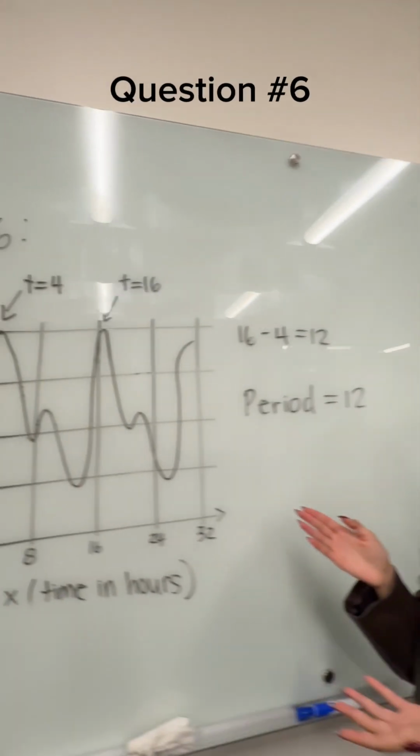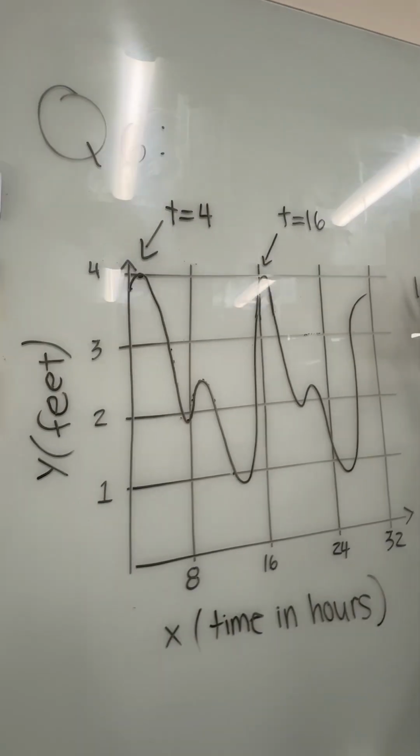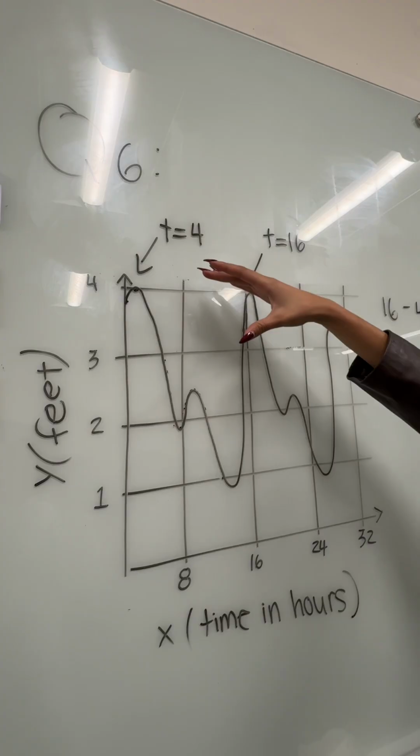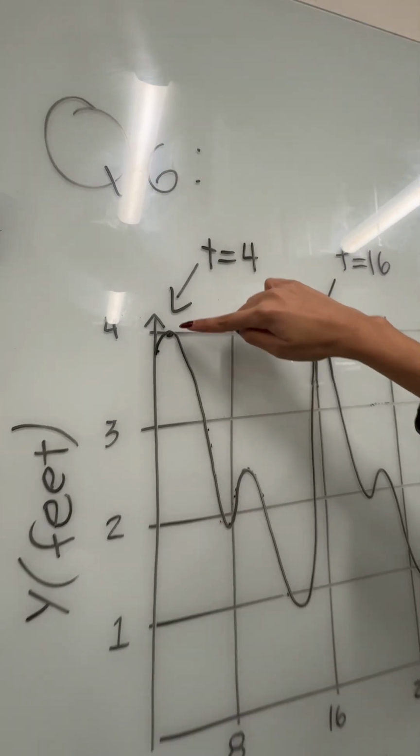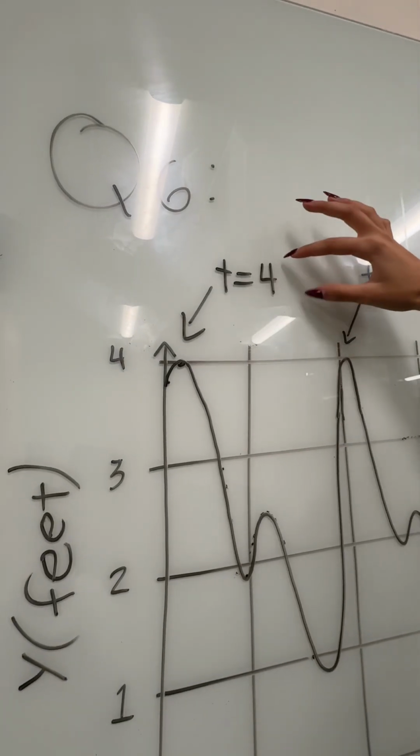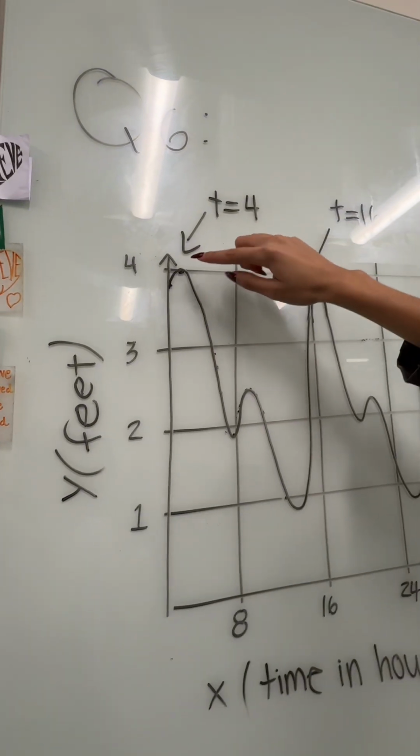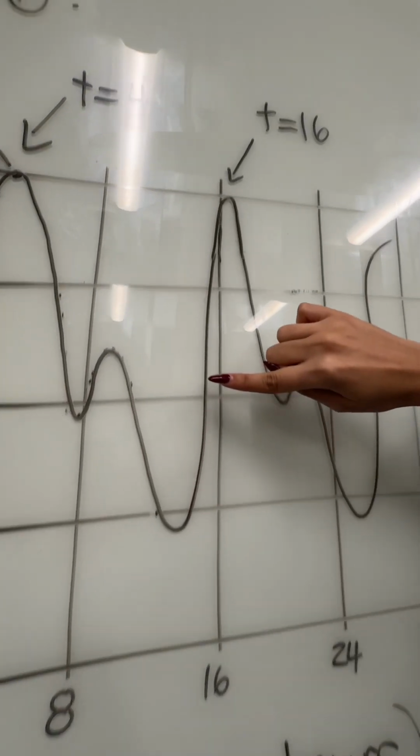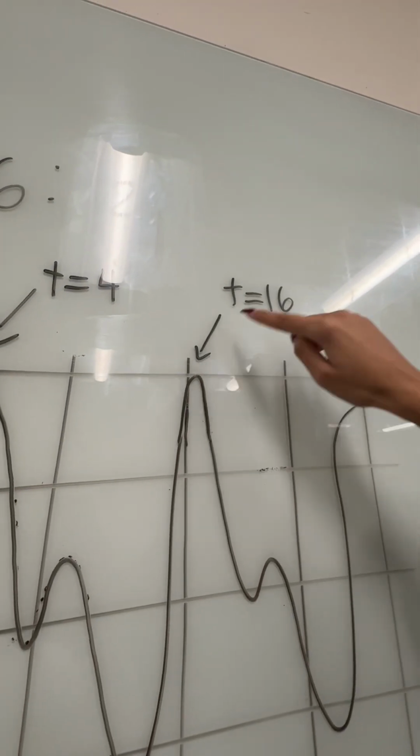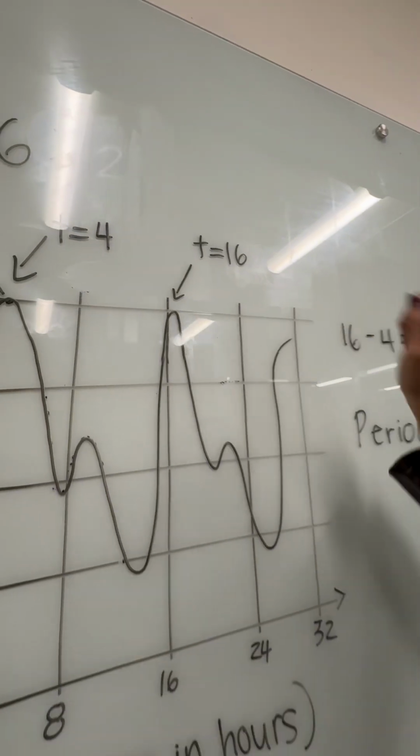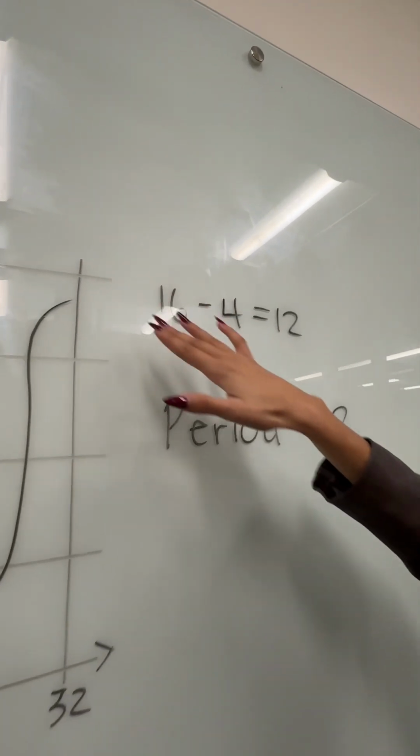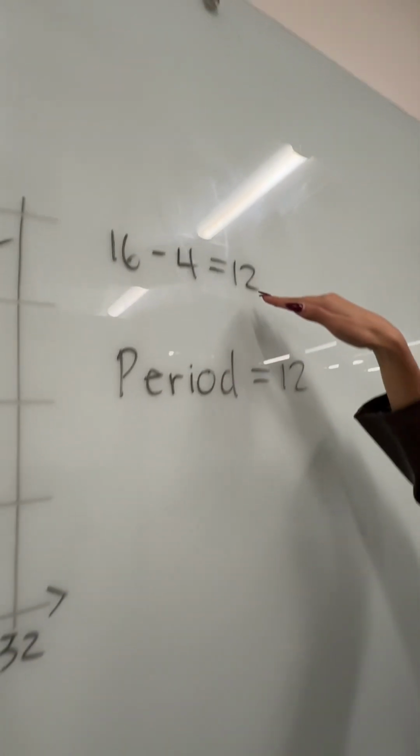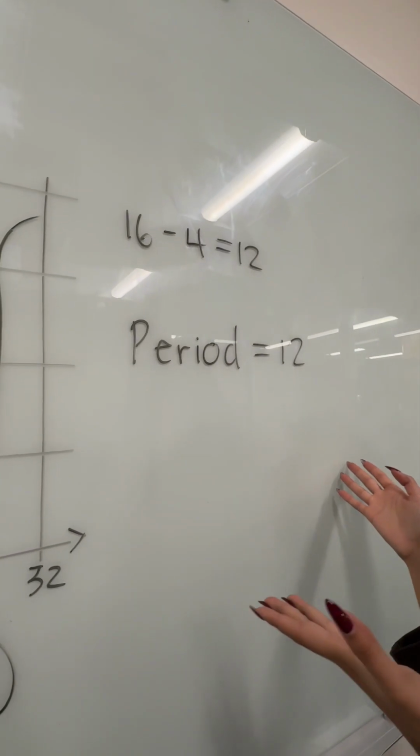Question number 6 asks us to find the period of a function. In order to do so, the first thing you have to do is identify the first highest peak that you can see in the function. The one that we see here is at t equals 4, where the height is highest. Then when you follow through the graph and identify the second highest peak that follows the same pattern, you'll find yourself at t equals 16. So now you subtract the first peak from the second. 16 minus 4 is 12. So the period of this graph is 12.